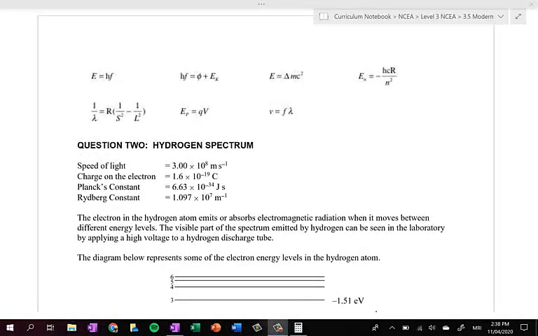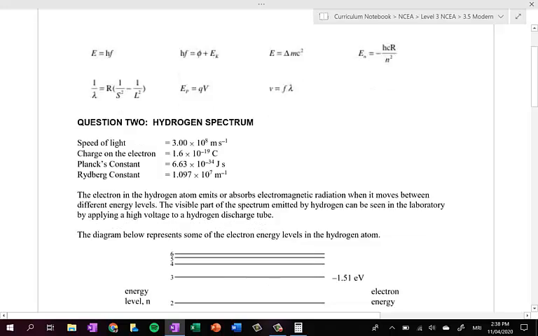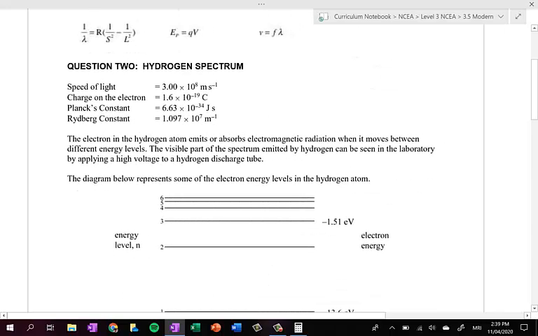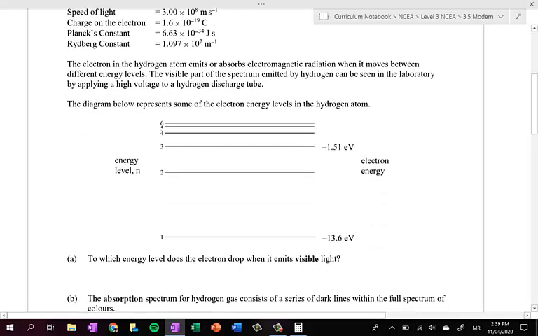This video will go over the practice question 2, hydrogen spectrum, from the 2007 NZQA exam. In our first question, we're told that the electron in the hydrogen atom emits or absorbs electromagnetic radiation when it moves between different energy levels. The visible part of the spectrum emitted by hydrogen can be seen in the laboratory by applying a high voltage to a hydrogen discharge tube. The diagram below represents some of the electron energy levels in the hydrogen atom.